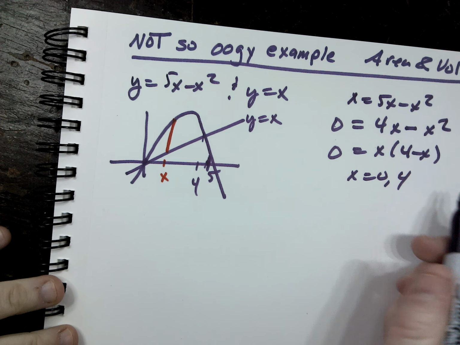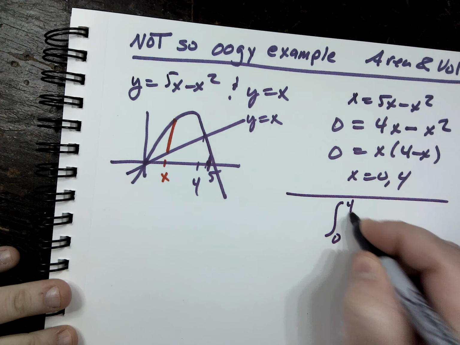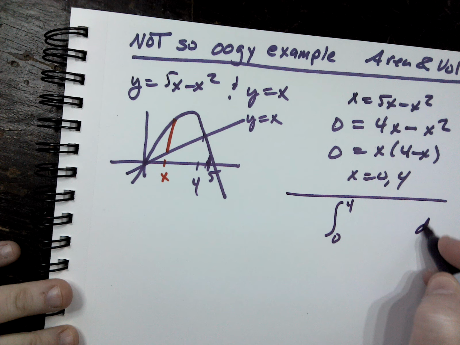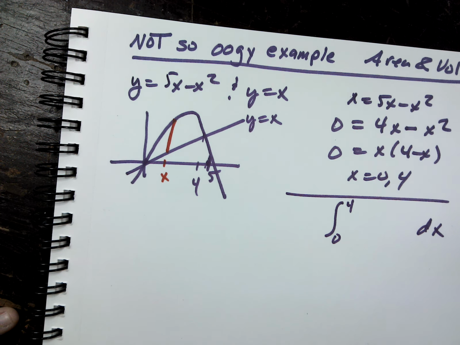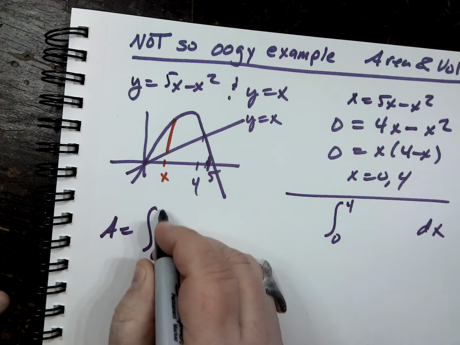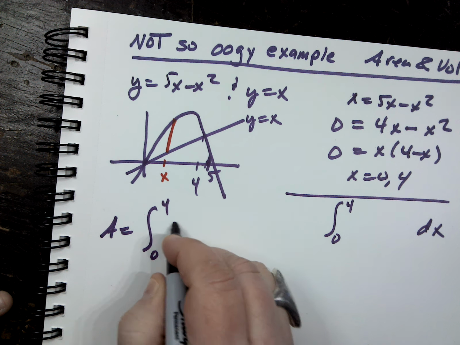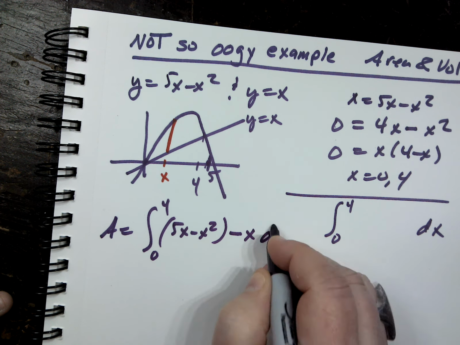So all of my integrals, for everything I do, I'm going to integrate from 0 to 4, because that's what my region goes, from 0 to 4. Okay, so area is the integral from 0 to 4 of the top function minus the bottom function.